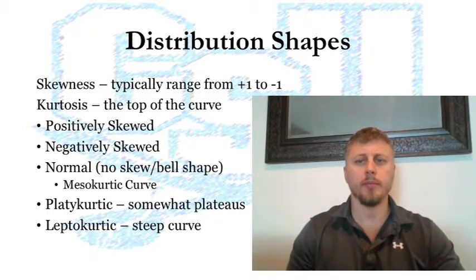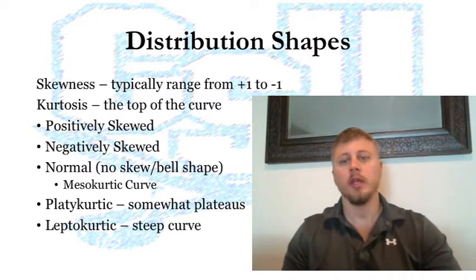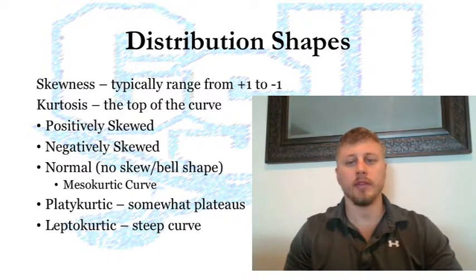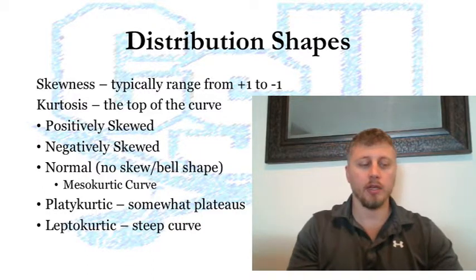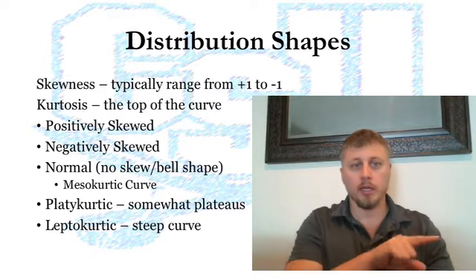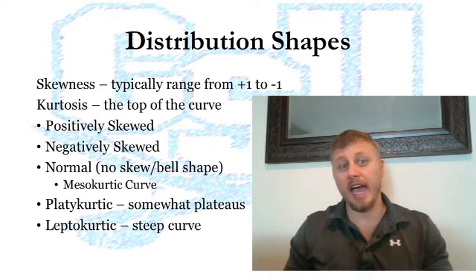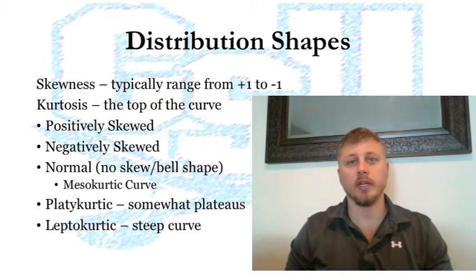Platykurtic somewhat means plateaus. So when you look at the curve, you'll understandably see what platykurtic means. It's just a very low distribution of numbers. The leptokurtic is the complete opposite of that. So when you see a more narrow margin or central mean, that means the curve is going to go all the way up, or have a much higher kurtosis throughout the data.